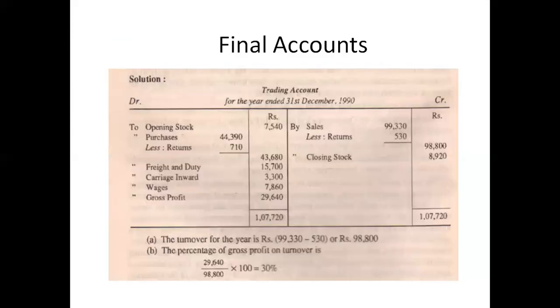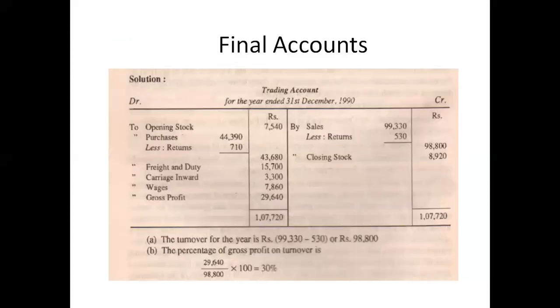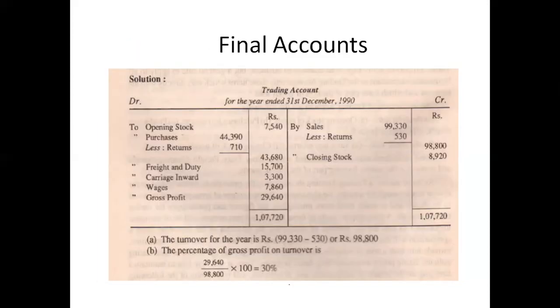Now we have opening stock, that is 7,540. We can see that 7,540 stock on 1st January 1990. Then you can see the closing stock as on 31st December 1990, 8,920. Now we have purchases 44,390, less purchase returns 710.